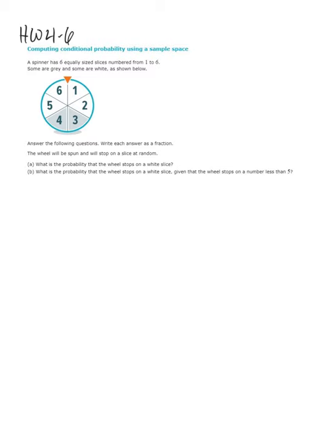Okay, homework 4-6. These types of problems should not give you any trouble, I hope. They're pretty straightforward, so don't overthink them.